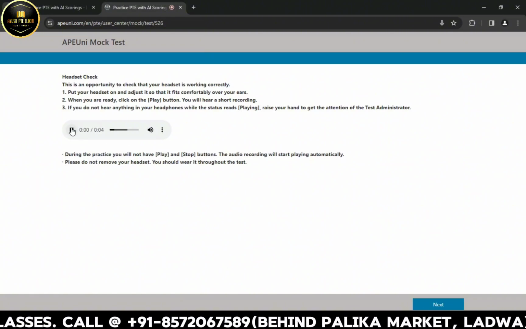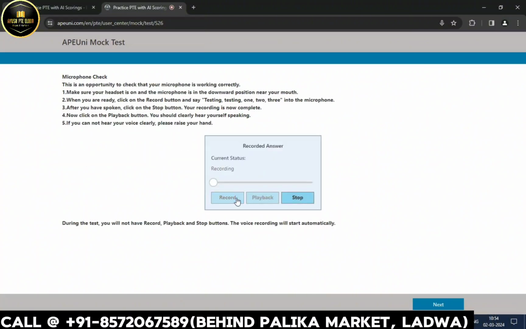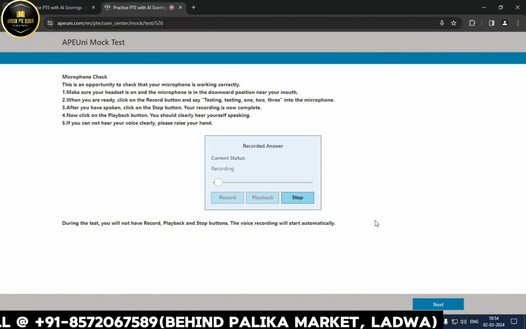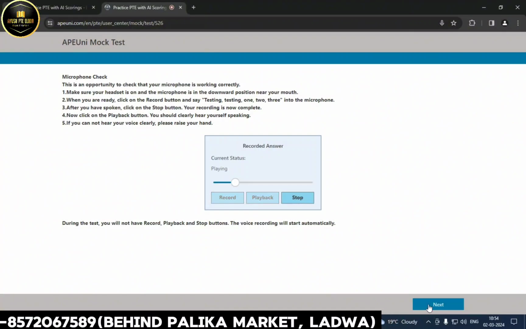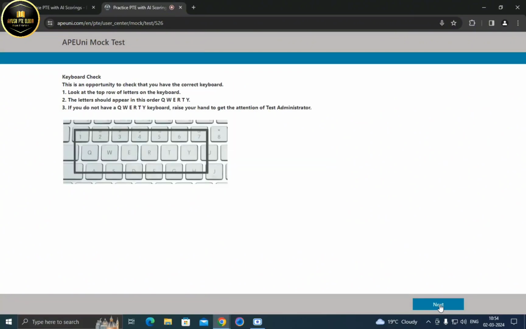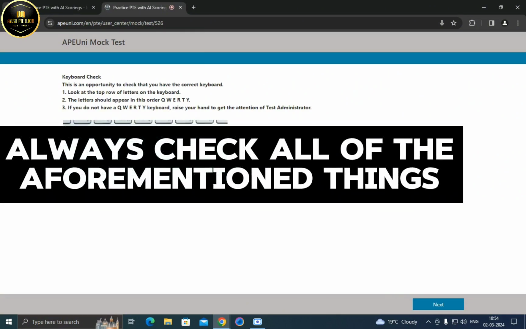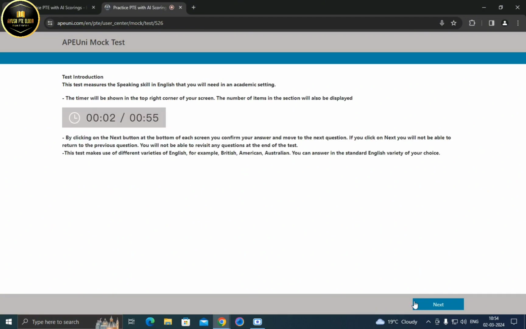You can check your headset. Application form. So if it's working, yes, it's working. We can write it out. This is an opportunity to check that your microphone is working correctly. So let me go on to the text. Now you can check your keyboard. Basically, you'll be having the QWERTY keyboard. And whenever you are giving the exam, make sure that it is on the desktop. मतलब computer जो आप use करते हैं वो desktop हो as compared to laptop के. So let me go on to the next one.